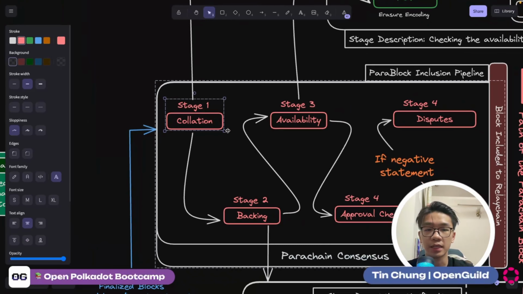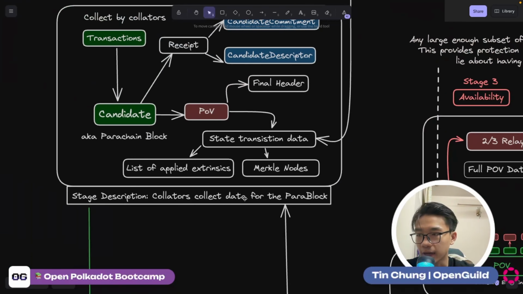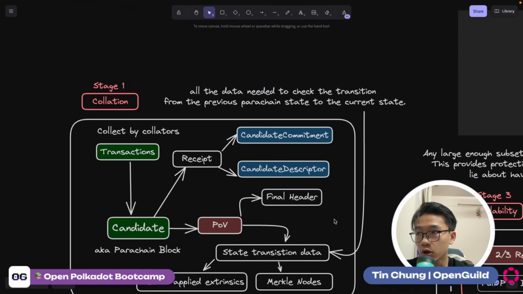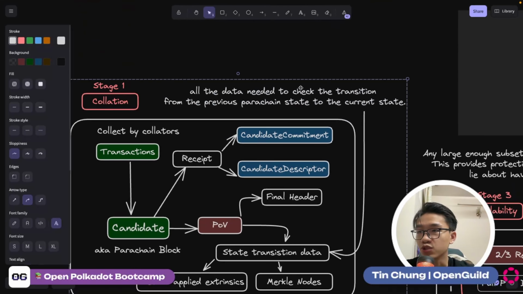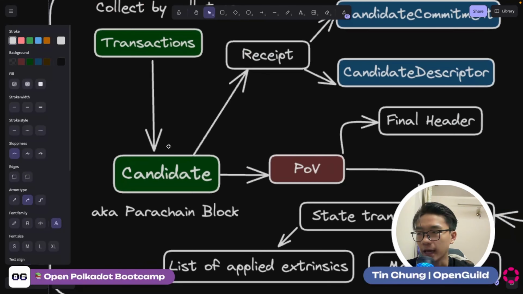Collation is simply gathering the block and sending it to another entity. So this collation process basically collects data for the parachain block, all the data needed to check the transitions from the various parachain states to the current state. Deep dive into the collation process: all the transactions will be collected by the collators. These transactions will be compiled together and become a candidate, or we can also call it a parachain block.